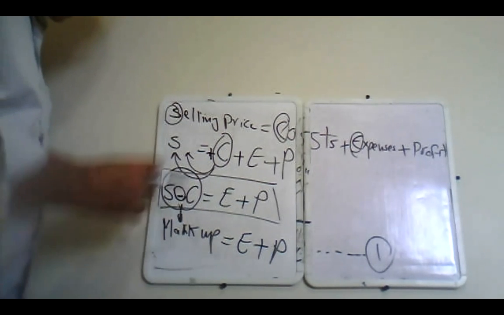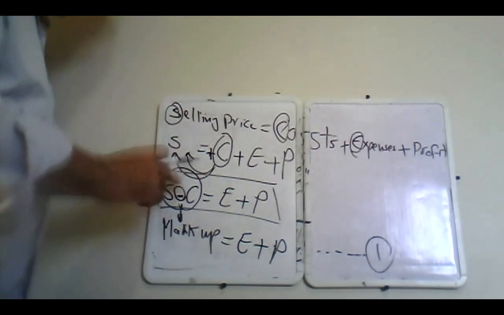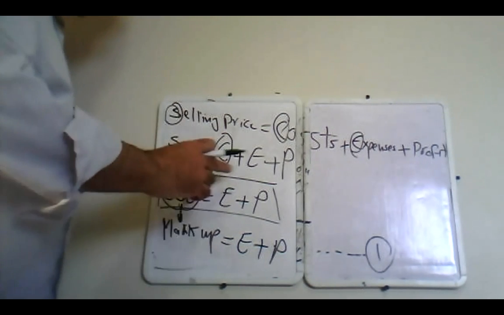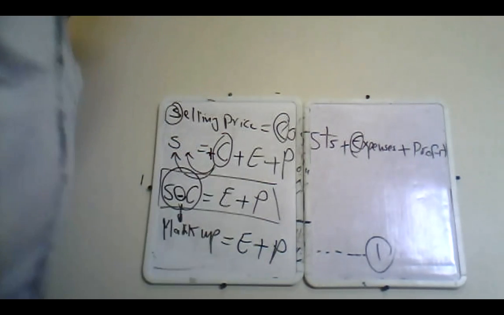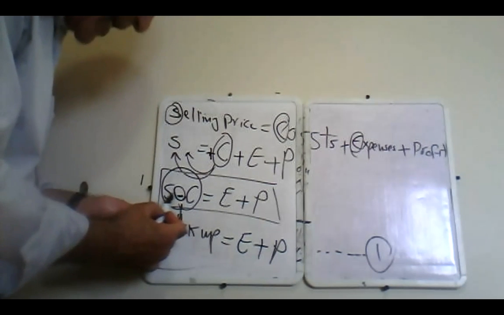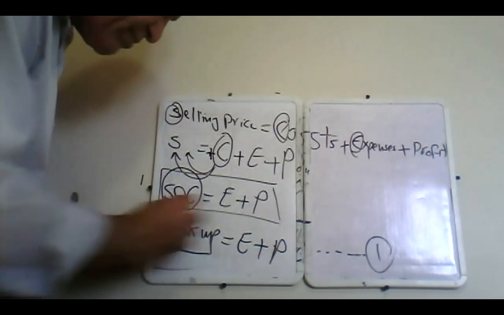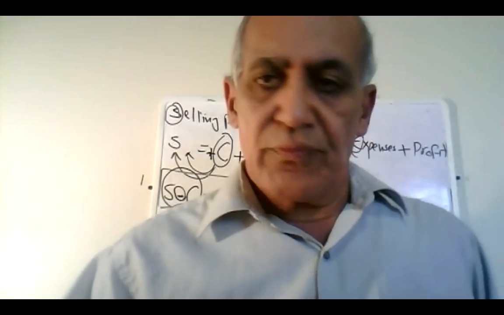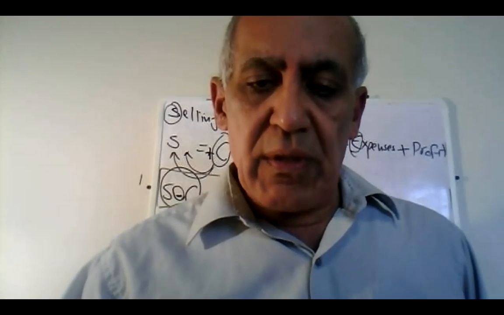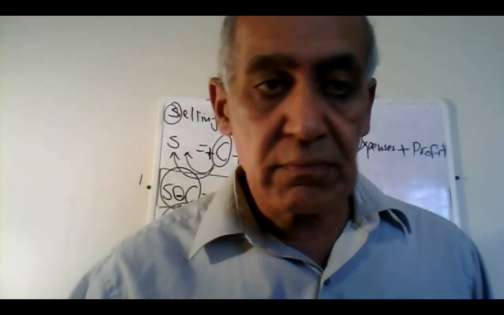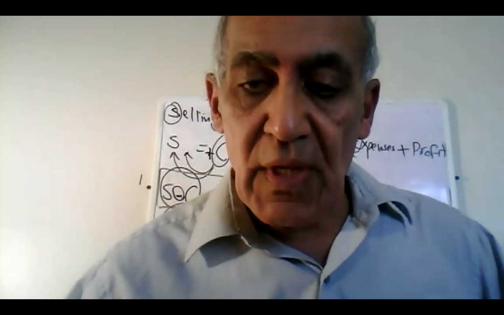Okay? So S minus C, selling price minus costs, equals expenses plus profits. And this selling minus cost is called markup. Here we go. Let us share the screen and see the example here.